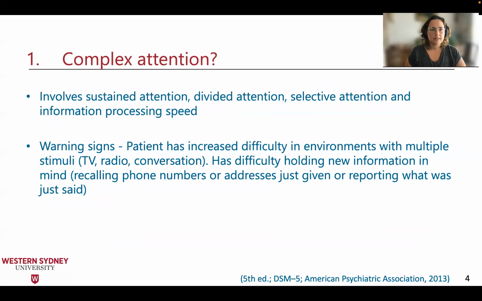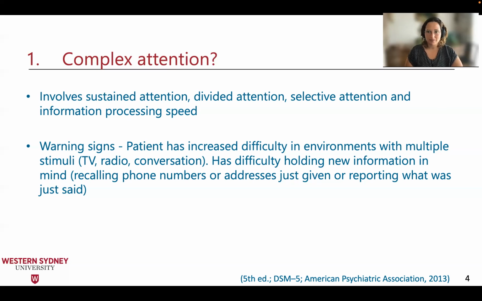So firstly, what is complex attention? It involves sustained attention, divided attention, selective attention, and information processing speed. So these are all things that are important to be able to take in the world around us and interact accordingly. So a person that has dementia and has deficits in complex attention may start to get the warning signs that they are unable to easily operate or function in a room when there's a lot of distractions around and a lot of stimuli around them.